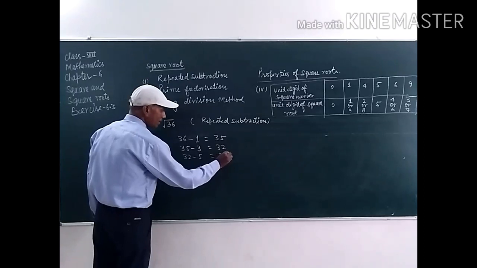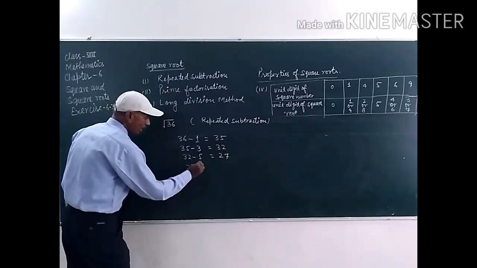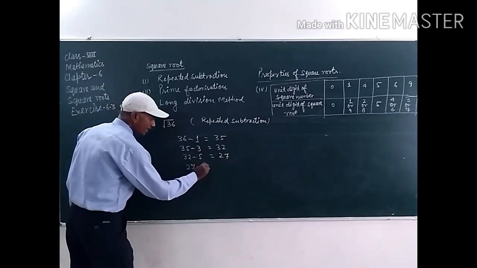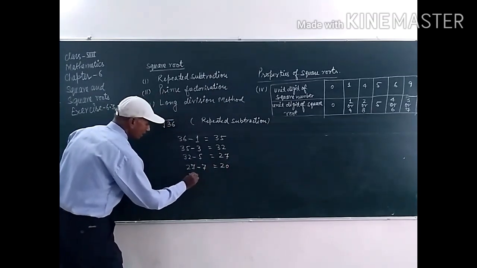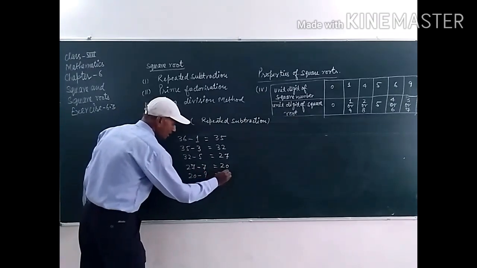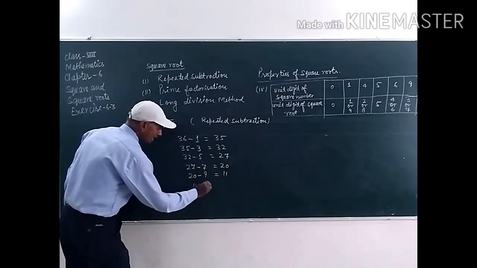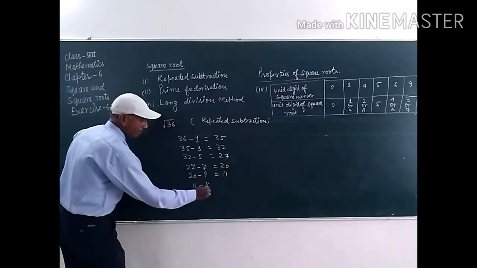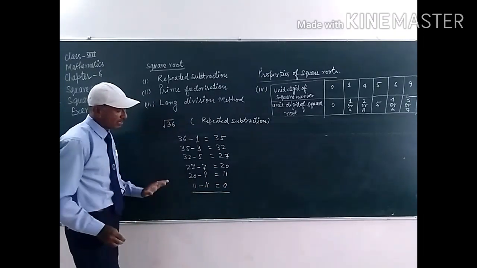So it will be 27, and 27 minus the next odd number, that is 7, is 20. So 20 minus the next odd number, that is 9, is 11, and 11 minus 11, the next odd number, is equal to 0. So in this step we find 0 here.